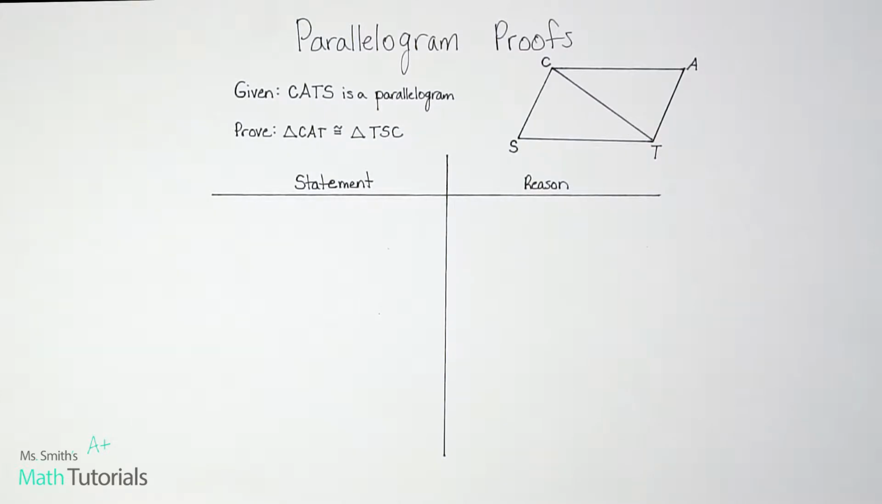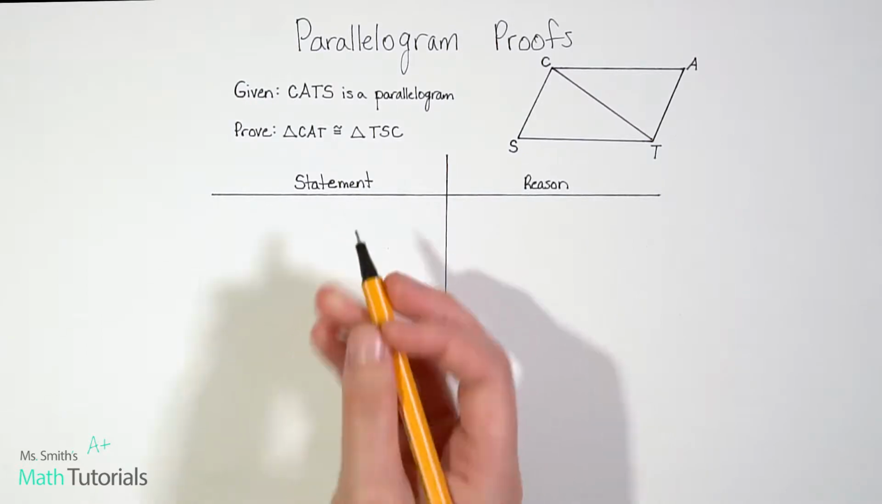And I get it, the struggle with proofs is you want to just say, well, it is. If CATS is a parallelogram, then yes, those 2 triangles will be congruent. We just know that. But that's the tricky thing about proofs: you have to prove it, right? So step by step, line by line, why is it true? Proofs can be tricky for that reason, but we're going to take this line by line and we'll get through it together. We always start with what we know.